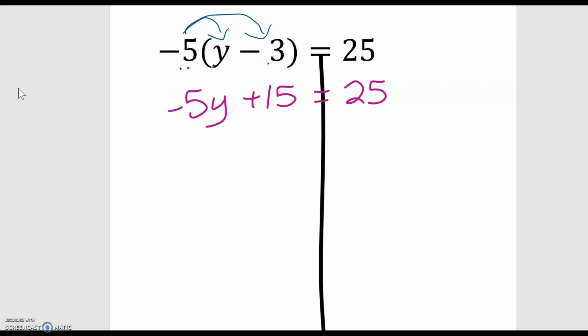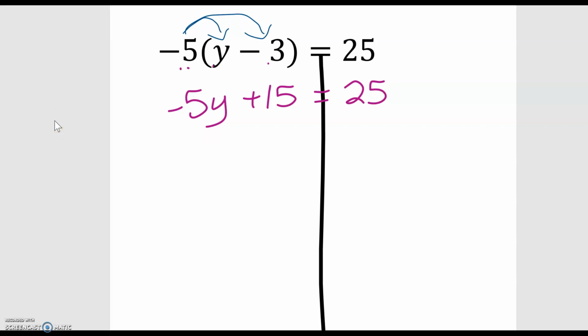Now our next step says to combine any like terms. So we are going to look at what we have here after we distribute. We have -5y and we have 15. This is a term with a variable. This is a constant. They are not like terms, so I cannot combine them any further. So that step is taken care of.